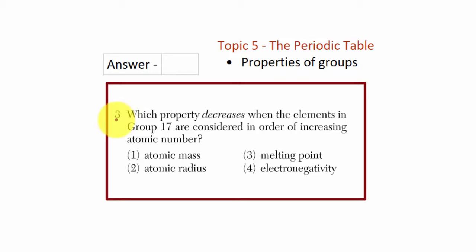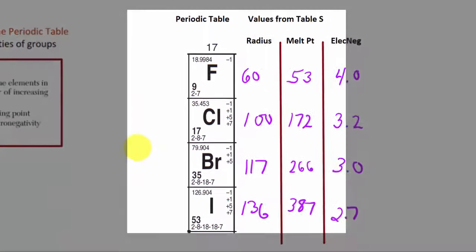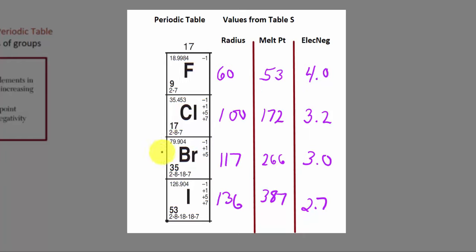Question number 3. Which property decreases when the elements in group 17 are considered in order of increasing atomic number? So let's take a look at group 17. Here they are, and they're in order directly from the periodic table. In increasing atomic number, we go from 9, 17, 35, and 53 with iodine. And I've looked up various values, the ones that they're talking about from table S, radius, melting point, and electronegativity. Those are 3 of the possible answers.